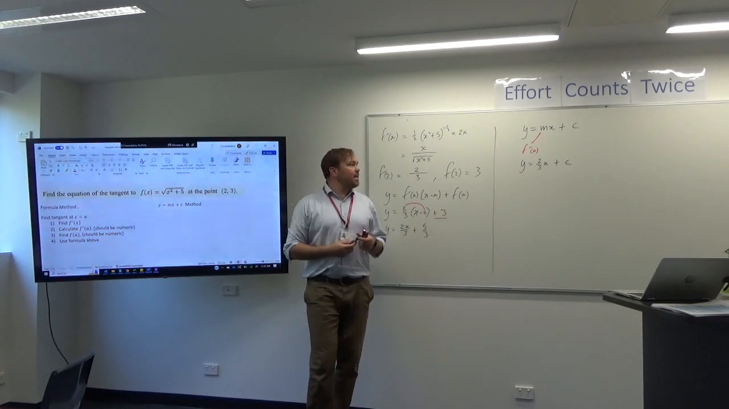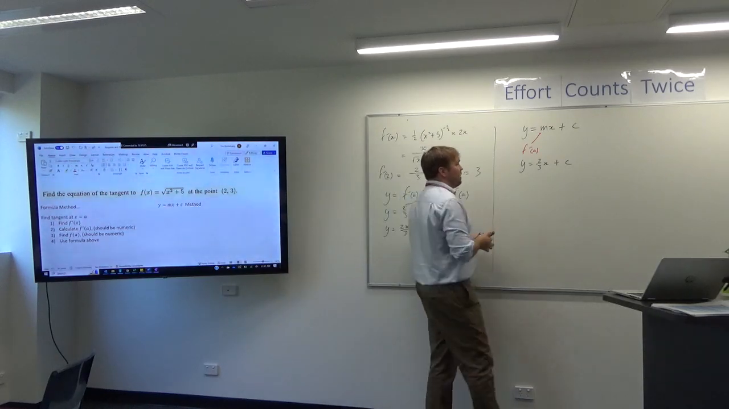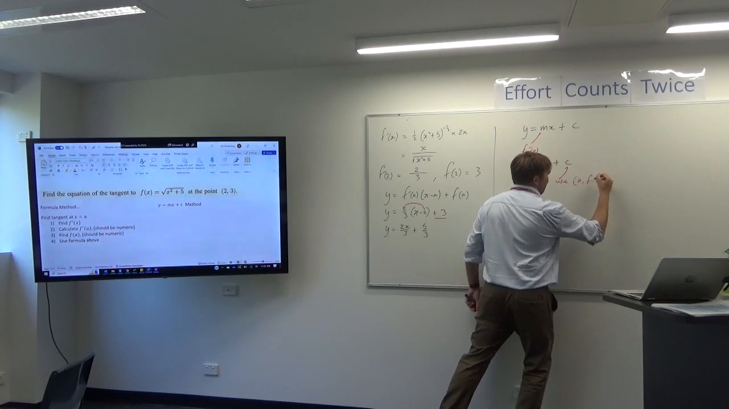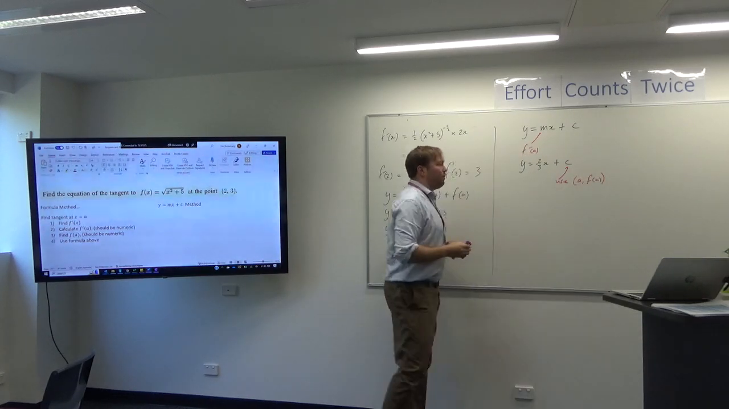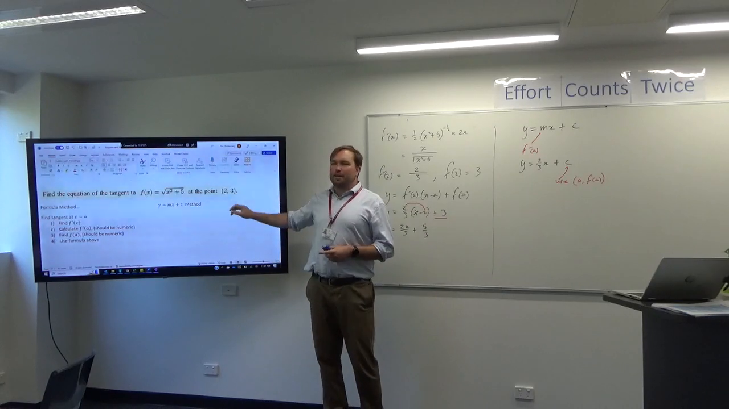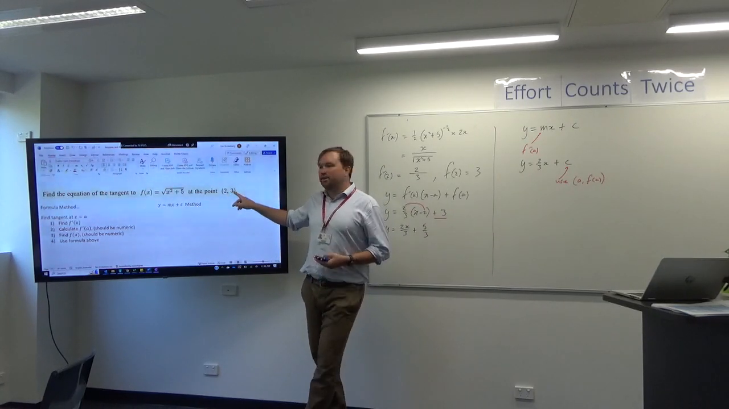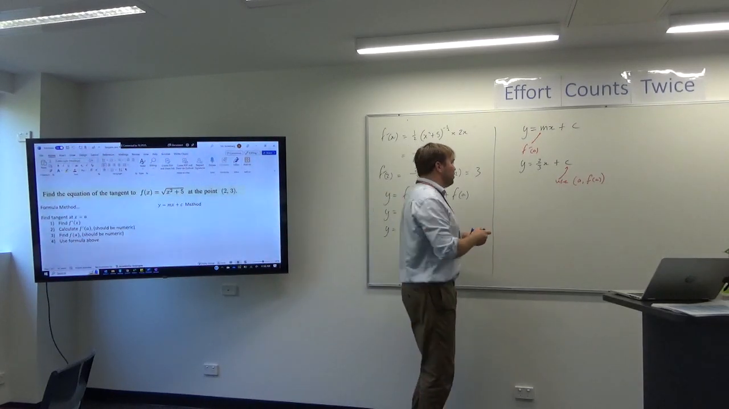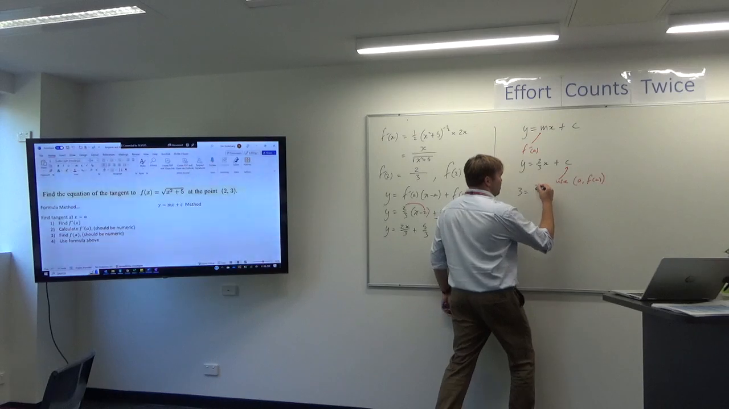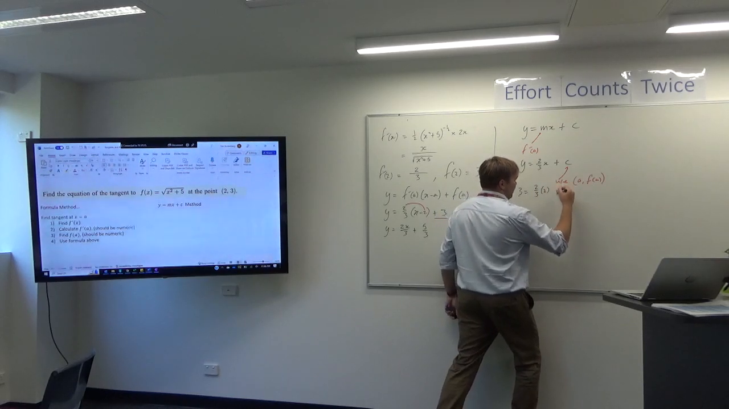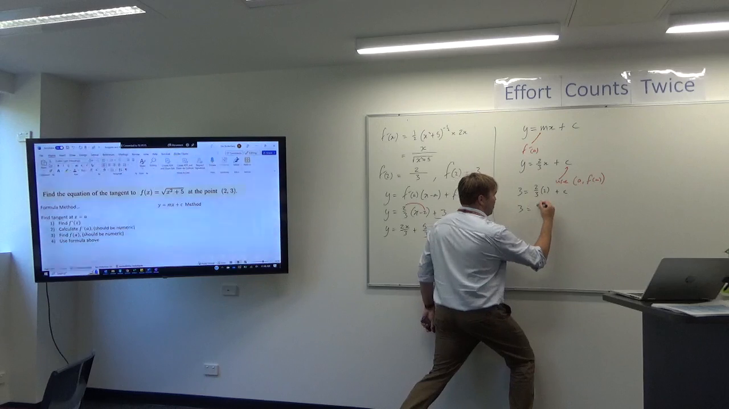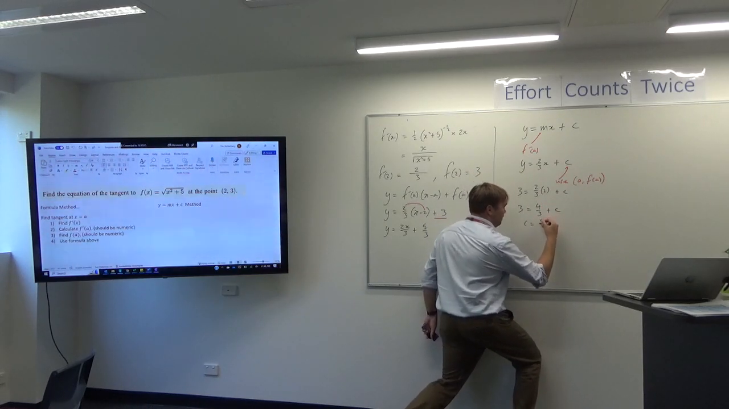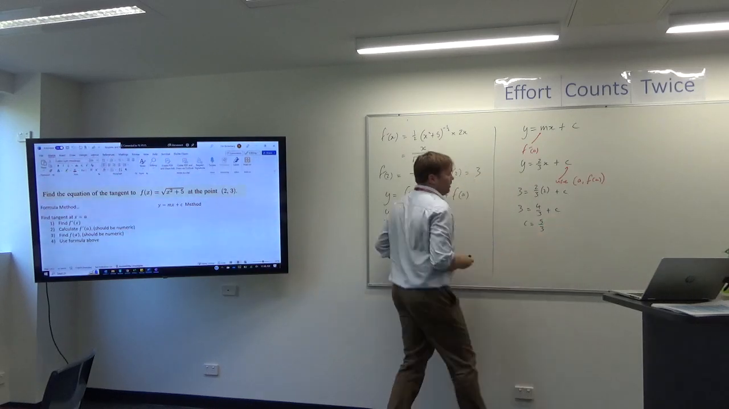Then we need to hunt c, and we hunt c by using a point. We're going to use f of a, that point they've given us. Sometimes they'll just give us an x value and you have to find the y value, but in this case they've given it to us. So to hunt this down, we're going to put in the x and y accordingly. 3 equals 2 on 3 lots of 2 plus c. 3 equals 4 on 3 plus c. c equals 5 on 3.